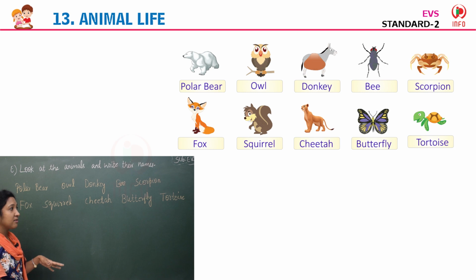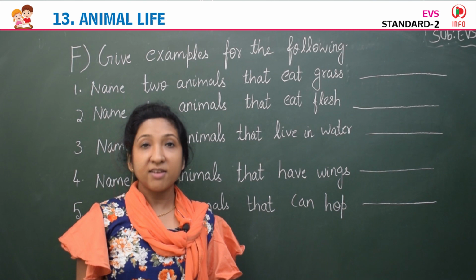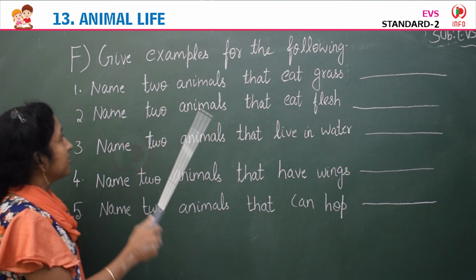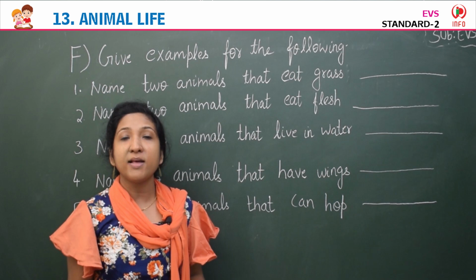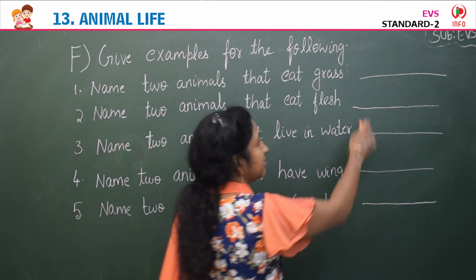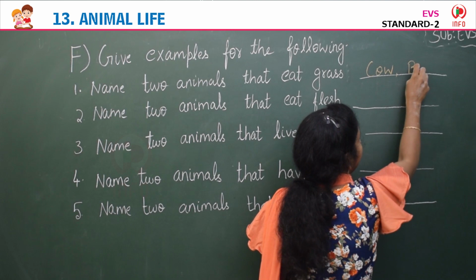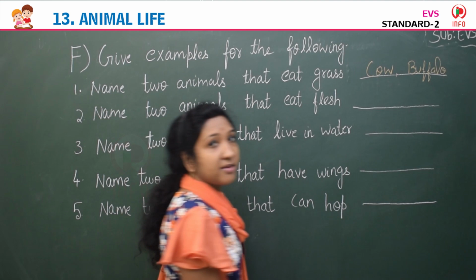Yes, children, so our next exercise, exercise F. Give examples for the following. First one, name two animals that eat grass. You have to name any two animals, children, that eat grass. Cow eats grass. Then you can write buffalo. B-U-F-F-A-L-O. Cow and buffalo eat grass.